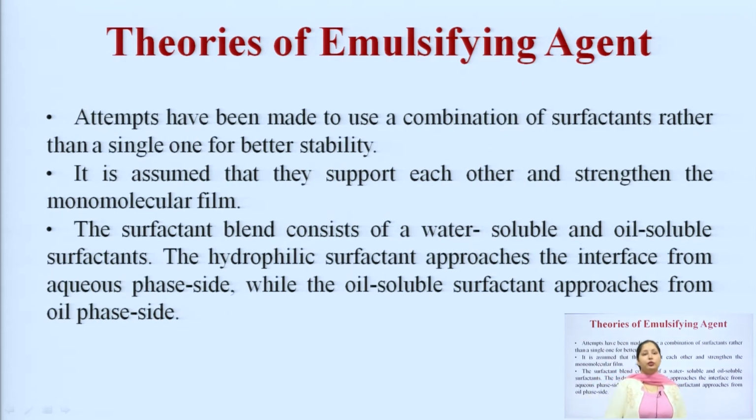Attempts have been made to use a combination of surfactants rather than a single one for better stability. So, for forming such a surfactant film, generally we use a combination of surfactants. It is assumed that they support each other and strengthen the monomolecular film. So, it is considered that the combination of the two surfactants forms a more compact and strong monomolecular film at the junction of the oil and water phase.